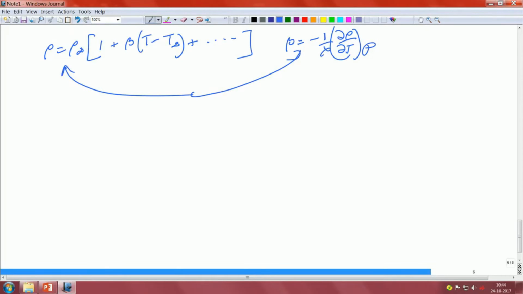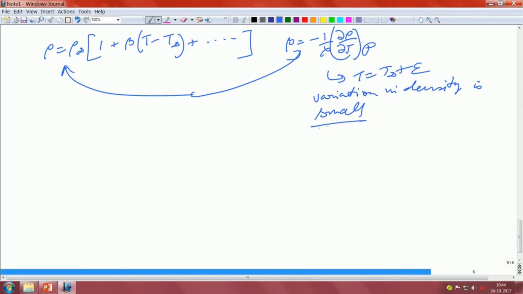So, this can only work when the temperature difference is small. That means, T is basically T infinity plus some epsilon, so the variation in density is small. T equal to T infinity minus epsilon, variation in the density is actually small, understood. So, this can only happen when you take only the first order terms, the leading order term.